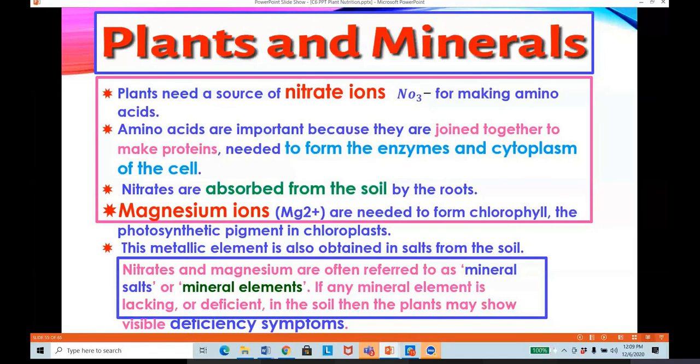Do you remember? Yeah, by active transport, which is against the concentration gradient, the nitrate ions are absorbed from the soil into the root hair cells. Remember?